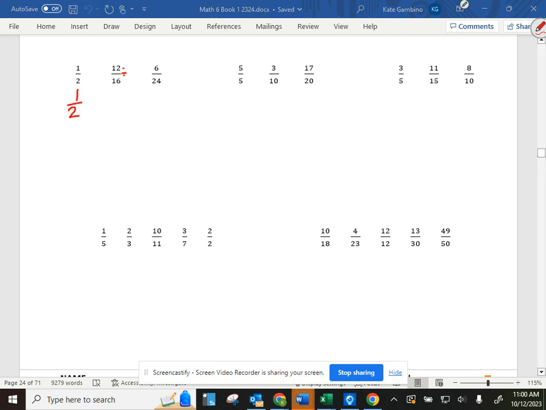Okay, so 1/2 is already as simple as we get. 12/16 I can divide a 4 out. 12 divided by 4 is 3. 16 divided by 4 is 4. And then 6/24 I can divide a 6 out. 6 divided by 6 is 1. 24 divided by 6 is 4. Now what should I do? What do you think I should do next to be able to compare them?